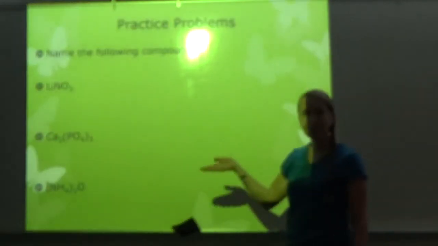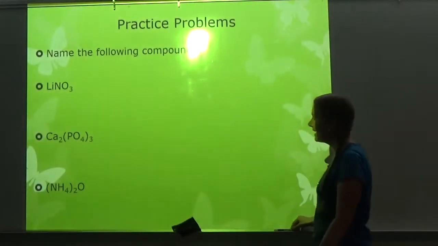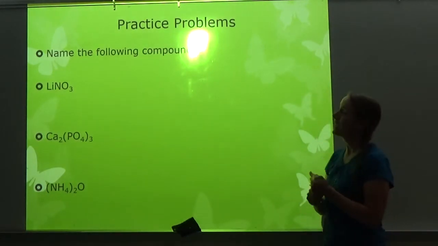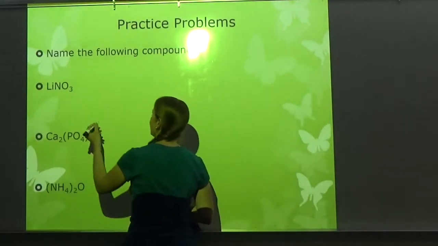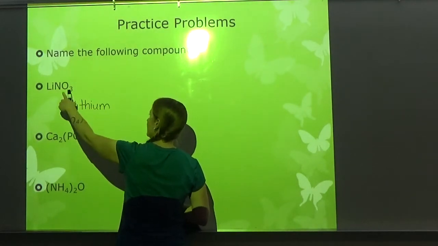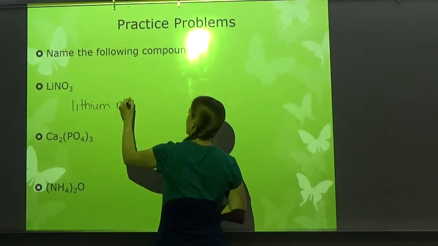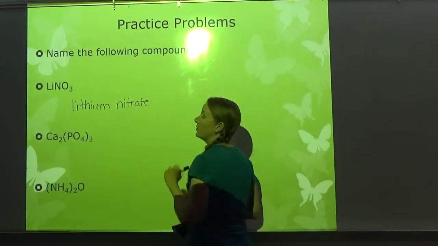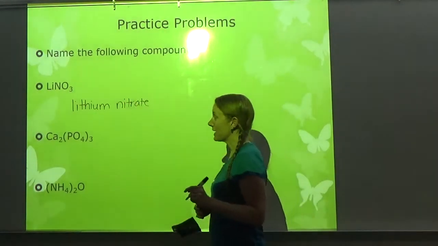Alright, so maybe pause the video and try these. I'll assume you've done that. And let's look at them together. Alright, so Li is my first element. That means it's positive, so I'm just going to call it lithium. NO3 is a polyatomic ion. It's called nitrate. So again, notice I'm not going to change the ending of the polyatomic ion.